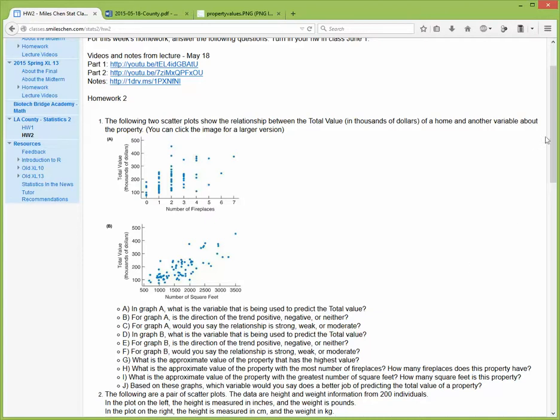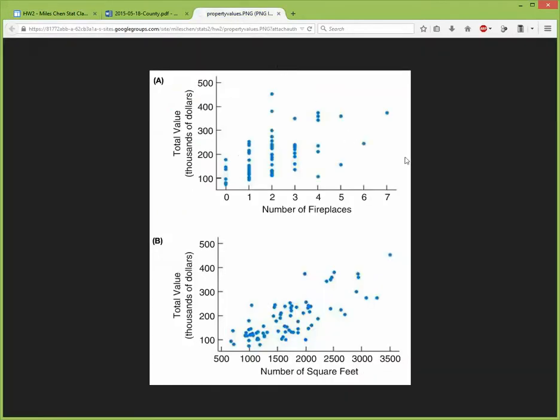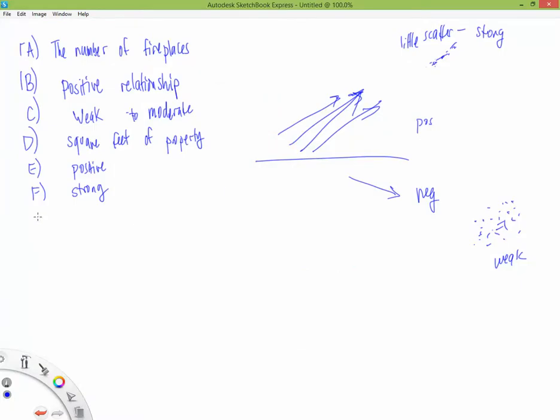Okay, let's look at G, H, I, and J. What is the approximate value of the property that has the highest value? The one with the highest value is this dot. It's the same dot over here, and it looks to be about 450, 460,000, something around there. At 470, that's fine.